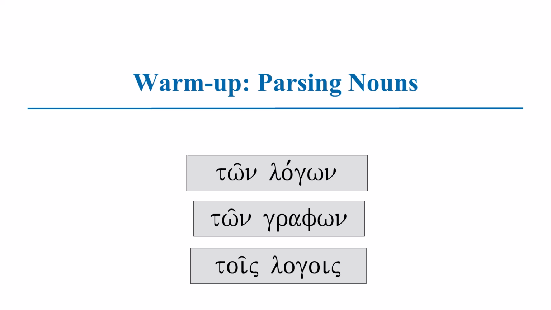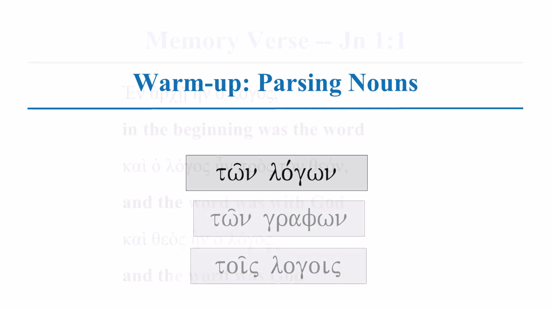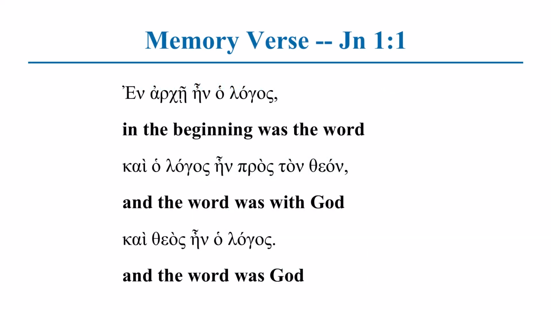Remember, if the word is genitive, you add the word of. If the word is dative, you add the word to. If the word is singular, you translate it in the singular. If the word is in the plural, you translate it in the plural. If the word is having the definite article, you use the word there. So you can be pausing the video as you are trying to apply yourself and apply the paradigm to the concepts. After translating, you have this memory verse that I've attached. It's from John 1 verse 1.